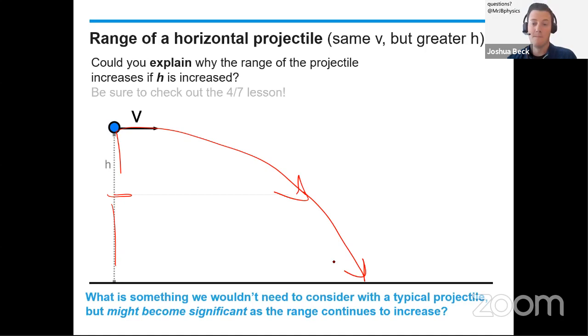A significant amount. So I want you to consider what's something that we wouldn't normally consider when looking at a projectile problem, but we might want to start considering as this range continues to get bigger and bigger. Think about what we might not consider in a normal classroom setting, or even outside, launching something on a field, but what would we need to consider if we keep increasing this height and we start getting bigger and bigger ranges? I don't mean a range of 5 meters, 10 meters, 100 meters. I'm talking massive ranges for these projectiles.